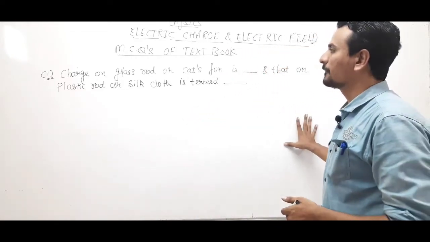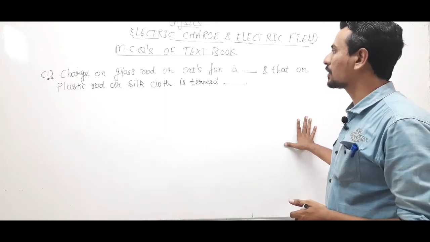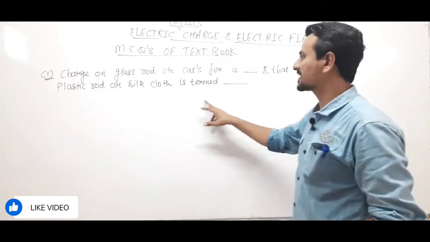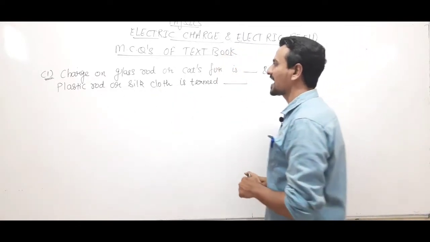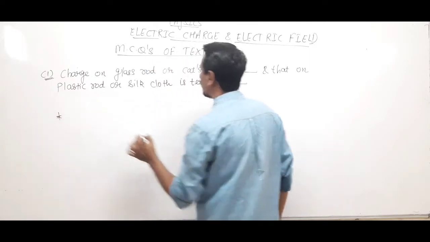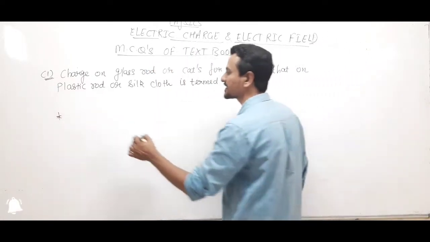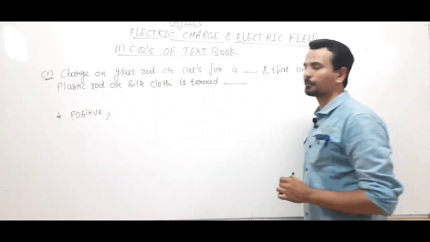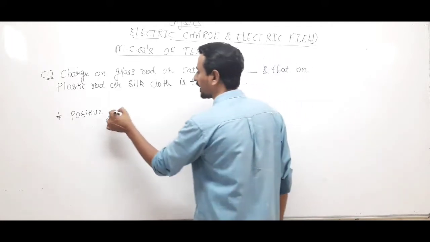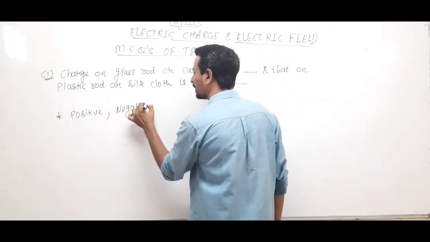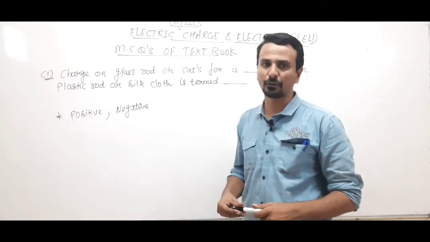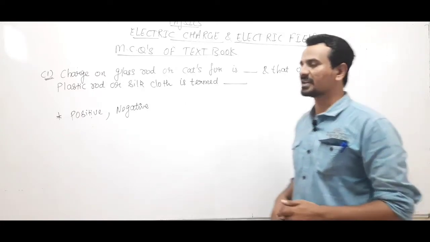The basic first one: charge on glass rod or cat fur is dash, and that on the plastic rod or silk cloth is termed as dash. Charge on glass rod or cat fur is always positive, and charge on plastic rod or silk cloth will be taken as negative. Got it? So positive and negative. That means glass rod and cat fur are always positively charged, and plastic rod or silk cloth is negatively charged. Clear? Fine. The next one.